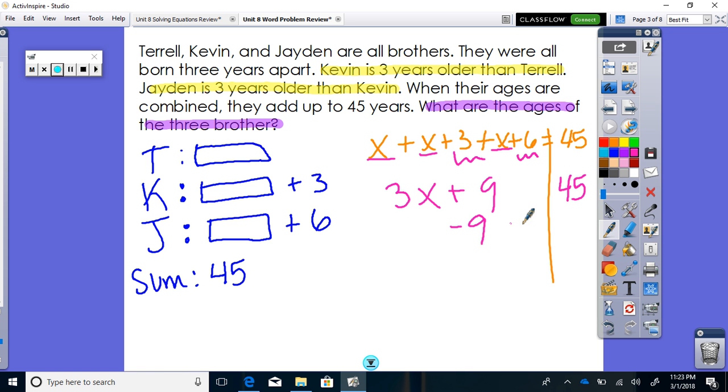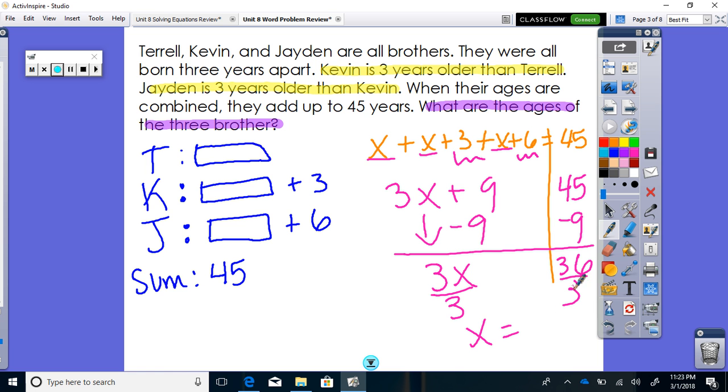Then I'll start by subtracting 9 on both sides, my inverse operations there. The 3X will come down. 9 minus 9 is 0, so that's gone. 45 minus 9 will be 36. I was adding, not subtracting, so 36. Then, to solve for X, I will need to divide by 3. And 36 divided by 3 is 12.